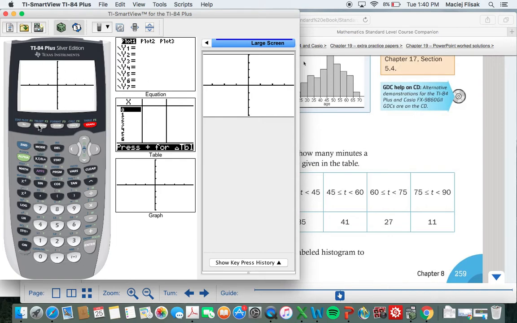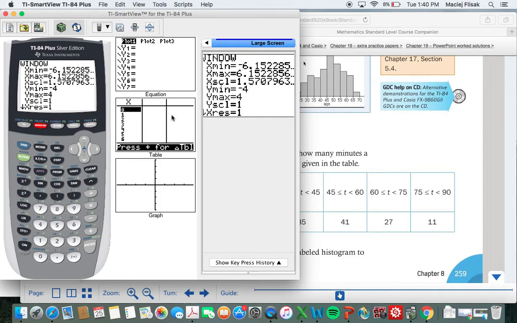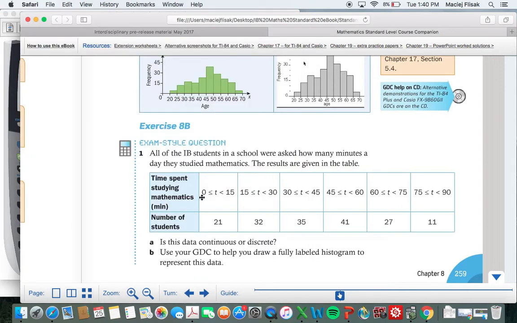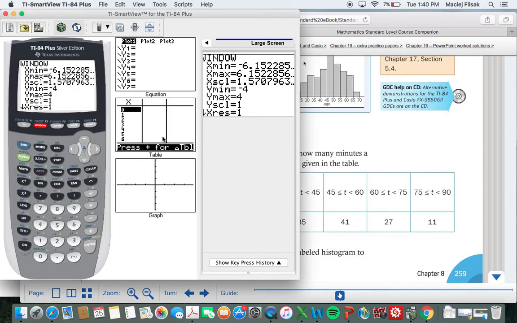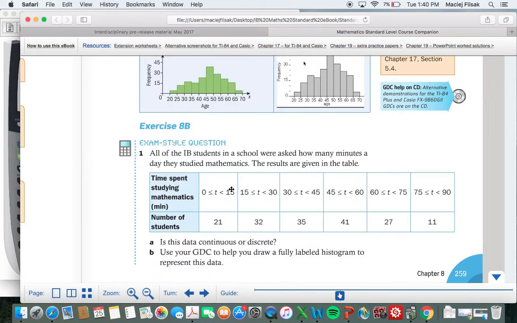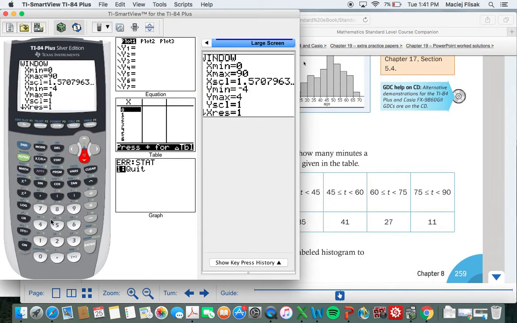So I'm going to go to window, and what is the minimum x value? It's 0. What's the maximum x value? 90. So I needed to go from 0 to 90. So let me go back to that. 0 to 90 here. And then the scale. The scale is where you put how big these intervals are. Each of these intervals is 15, 15, 15, 15. So I'm going to put an x scale of 15. It's going to know that every bar contains data within 15 like that.